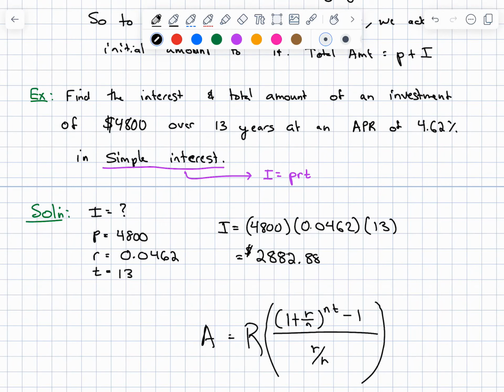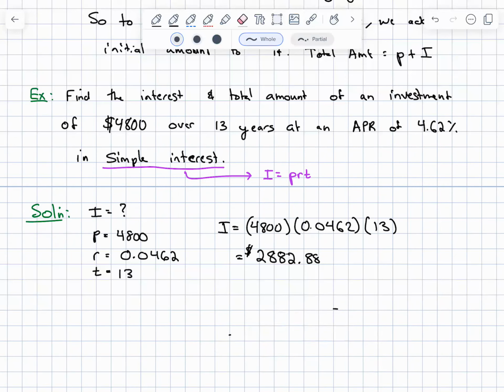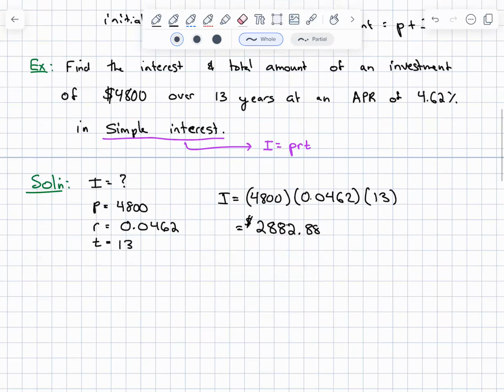So basically, just look at your answers and ask, does this make sense in the context of the problem? And if it doesn't, look back over it. I promise you that all the problems that I put on your exam will be reasonable in their answers. So if you get something like $288,000 for a less than $5,000 investment, that would be an indication that something's wrong. So anyways, that is the interest.